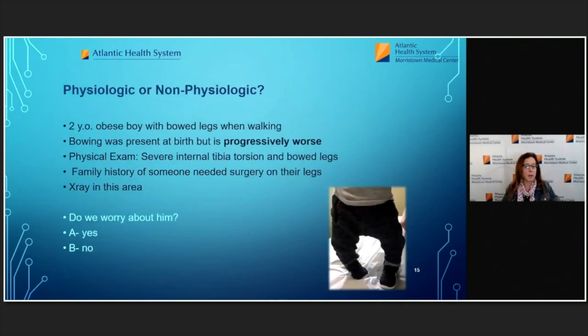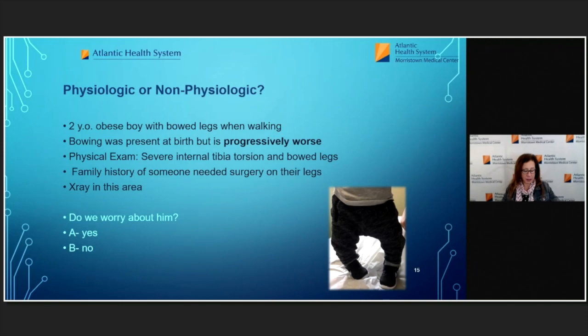So now we have a 2-year-old boy with bowed legs when walking. His bowing was present from birth, but is progressively worse. So on physical exam, you look closely. Yeah, he's got severe tibia torsion like the other kids, but his tibias actually look bowed as well. He has a family history of someone that needed surgery on their legs, and we've done an x-ray in this area. Are we going to worry about this one?